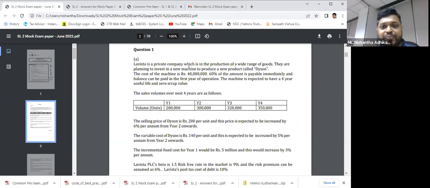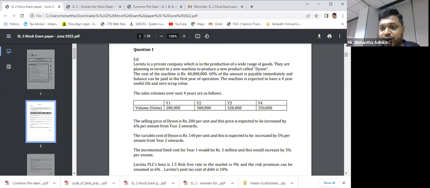La Vista is a private company which is in the production of a wide range of goods. They are planning to invest in a new machine to produce a new product called Dyson. The cost of machine is 40 million. 60% of this amount is payable immediately, and the balance can be paid in the first year of operation. That means in year 0, there will be an outflow of 40 million into 60%, which means 24 million. The balance 40%, which means 16 million, will be paid at the end of the first year. Those are outflows. The machine is expected to have a 4-year useful life and 0 scrap value.